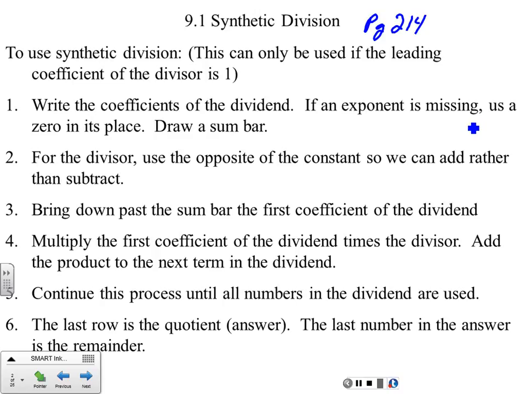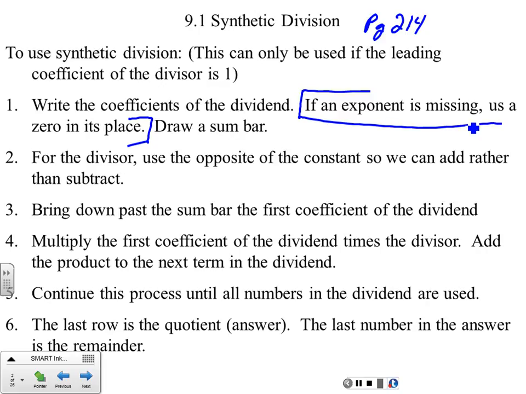So step number 1, you're going to write the coefficients of your dividend. Do you remember which one that is? What you're dividing into. Write the coefficients of your dividend. If an exponent is missing, you've got to put a 0 in its place. Please don't forget to do this. This is huge. If an exponent is missing, you've got to use a 0 as a placeholder. You've got to have those zeros. And then you're going to draw a sum bar. And I do it pretty much exactly how they do it in the book.